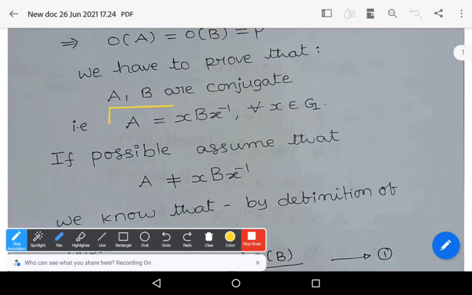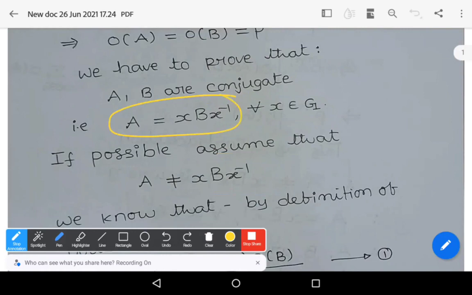It is equivalent to prove the following. What is meant by conjugate? By definition, A is equal to x B x inverse for some x belonging to G. So we have to prove that A is equal to x B x inverse for some x in G. If possible, assume that A is not equal to x B x inverse. It means we assume a contradiction.